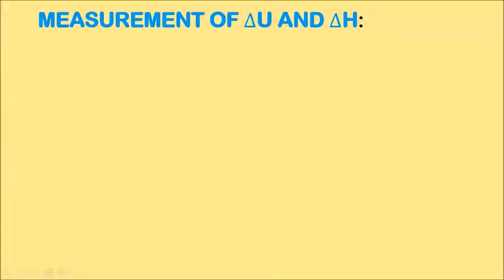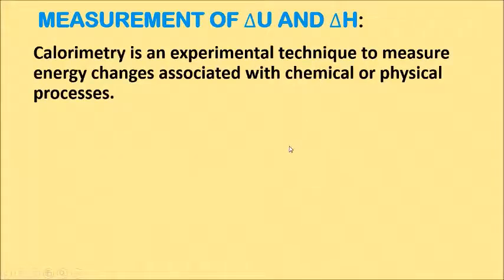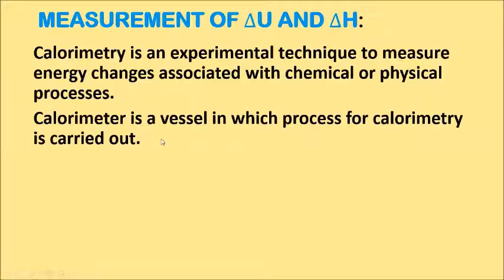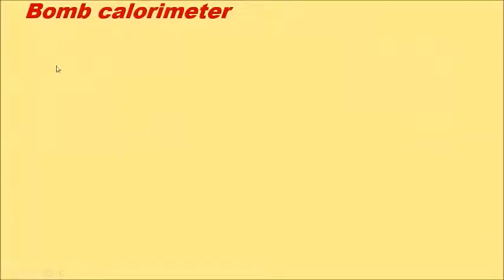Next, we have to deal with the topic measurement of delta U and delta H. For that, we have to see the next topic, that is calorimetry. It is an experimental technique to measure the energy changes associated with physical and chemical processes. And the vessel which is used for this calorimetry is said to be a calorimeter. Now we have to discuss the bomb calorimeter.